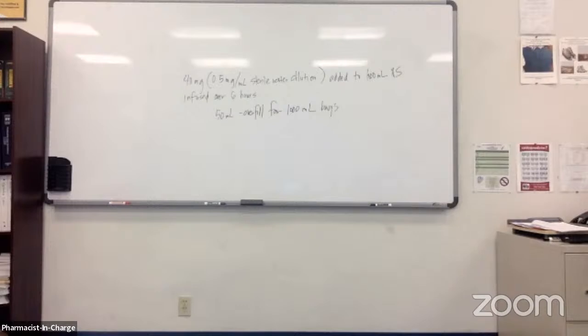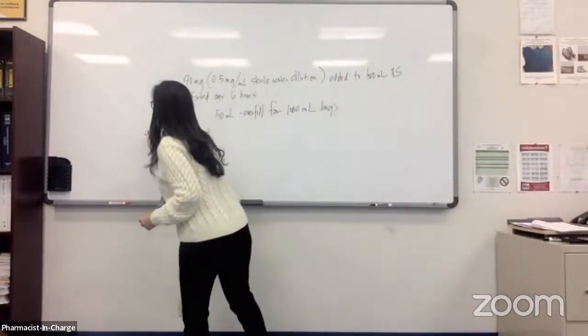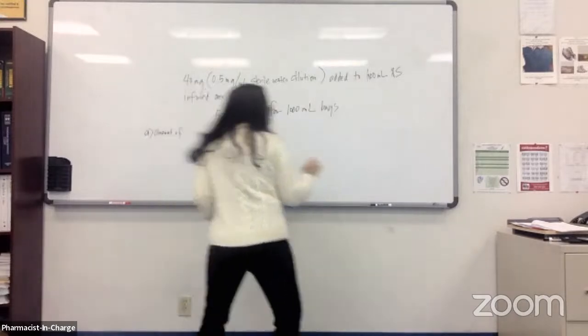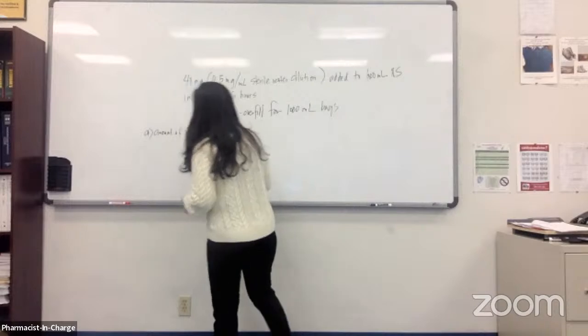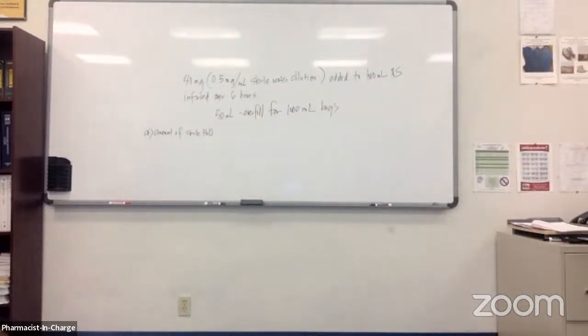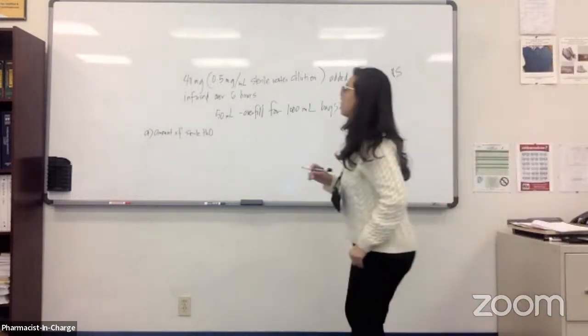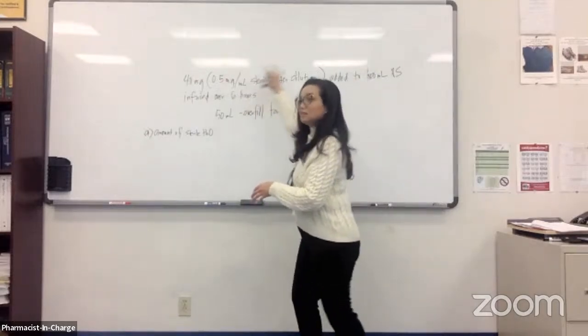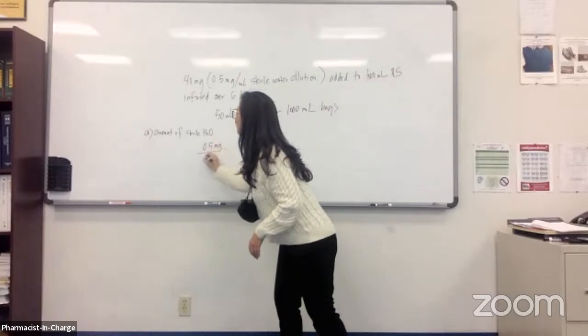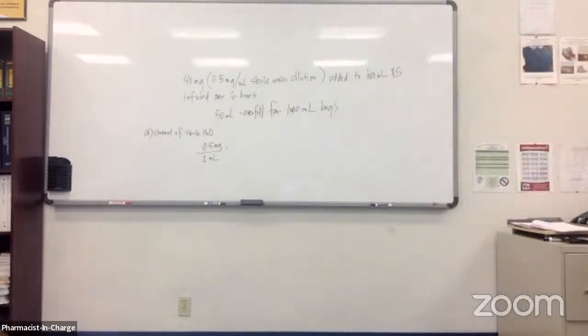We have a working equation. What do you think? Any guesses how we solve this problem? The first question is the amount of sterile water diluent to be added. So you see, anyone, any guess? Yes, Kaya. Yes, you're on the right track. So how? Tell me. 0.5 milligrams per ml equals 40 milligrams over X.